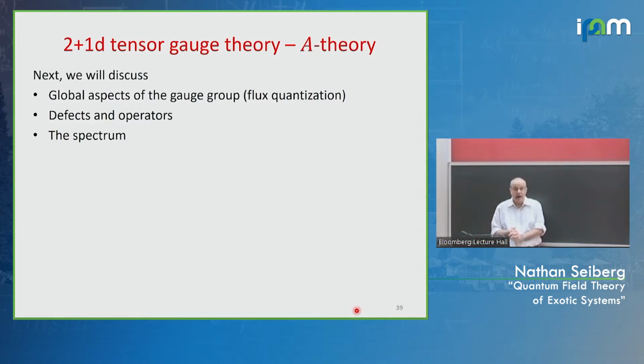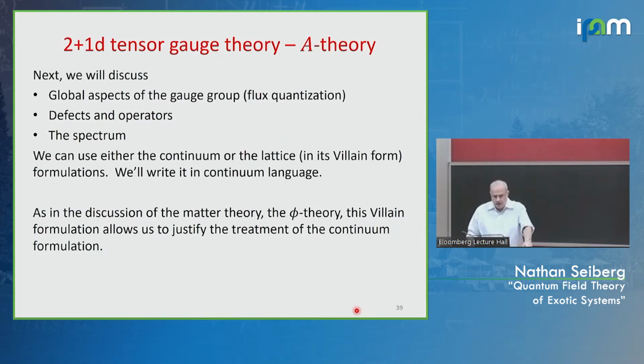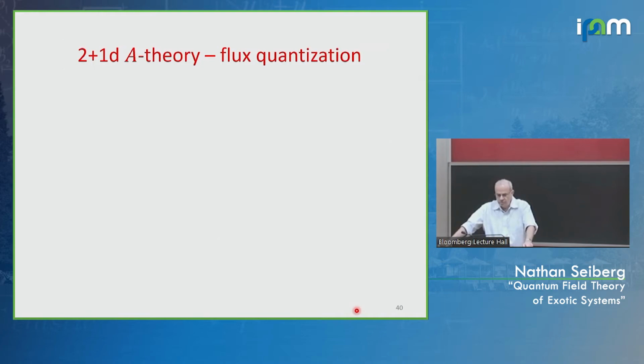So we're just going to solve this system. And since we're on the lattice, it's completely rigorous. And since it's quadratic, there's really no obstacle. We just solve everything. We can write it in closed form, everything we would like to know. And we can do that either in the continuum or on the lattice. And here, the Villain formulation allows us to do everything on the lattice, or we can do that in the continuum, and thus justify everything.